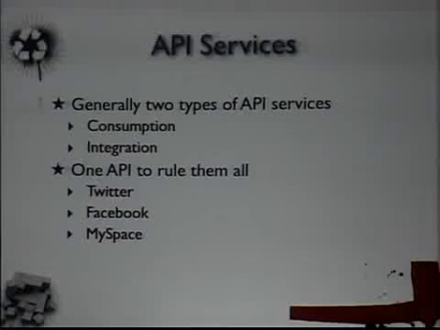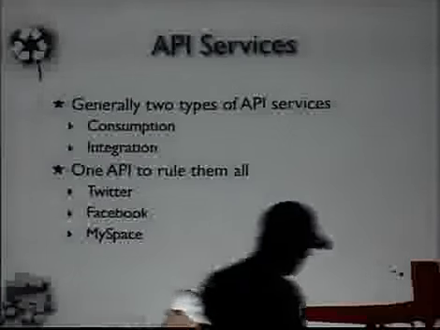And of course, there's the one API to rule them all. So there's nothing saying that your API can't provide both consumption and integration. Probably one of the most simple to understand is Twitter, right? Twitter is a very simple web application. However, it allows you to use third-party applications to get your messages, and it allows you to then integrate content back in. So you're sending messages that then end up being integrated on their site.